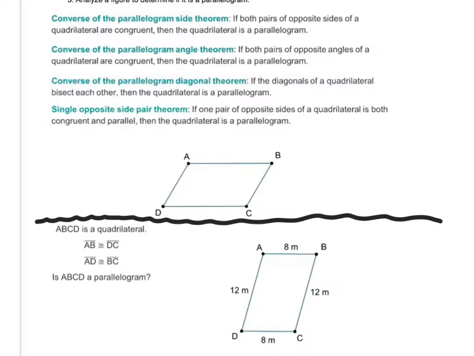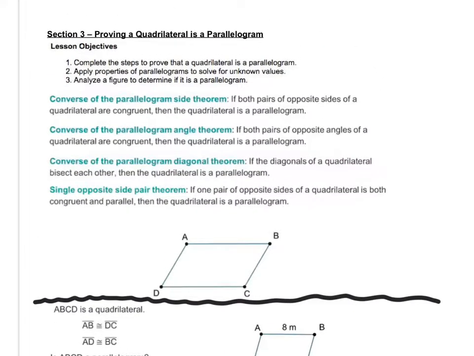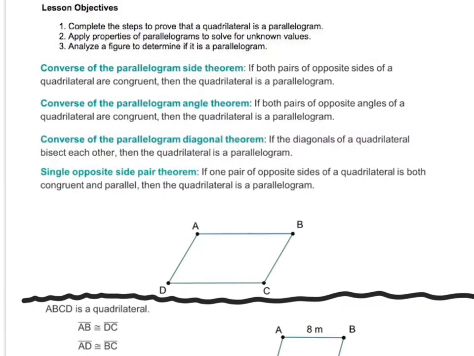So we have this generic parallelogram down here, and this is separate from what we have for this problem down here, okay? A lot of this is just going to be me taking the information you have here and labeling this parallelogram. And so we've got the converse of the parallelogram side theorem. What it says is that if you know that both pairs of opposite sides of a quadrilateral are congruent, okay, so here's what I know.